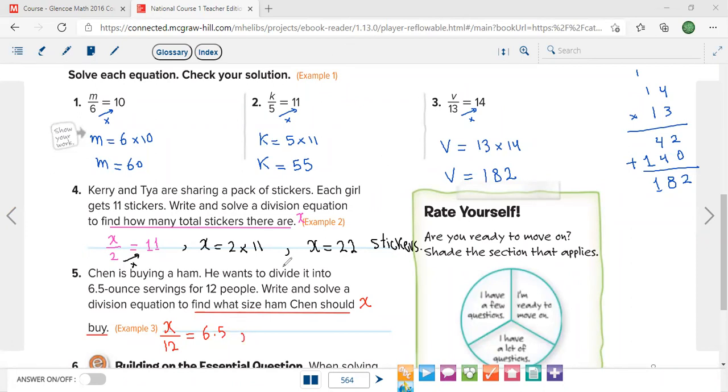Now we are going to use multiplication. So x equals 12 multiplied by 6.5. And 12 multiplied by 6.5 will give you 78. So he should buy 78 ounces, oz, 78 ounces.